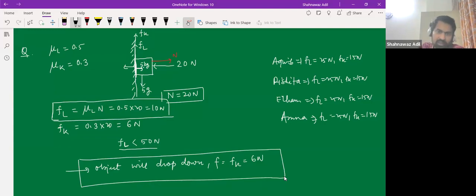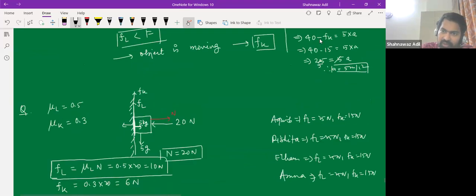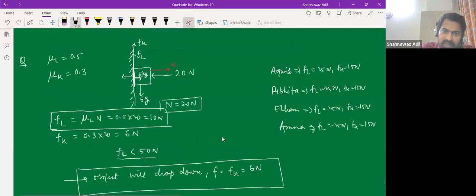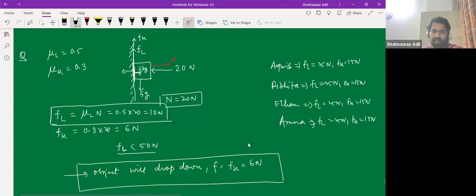Which friction did I use to calculate the Fk? Okay, so can you calculate the acceleration? Where is the acceleration happening? Downwards, right? Downward. So A is down. So please calculate the acceleration and tell.